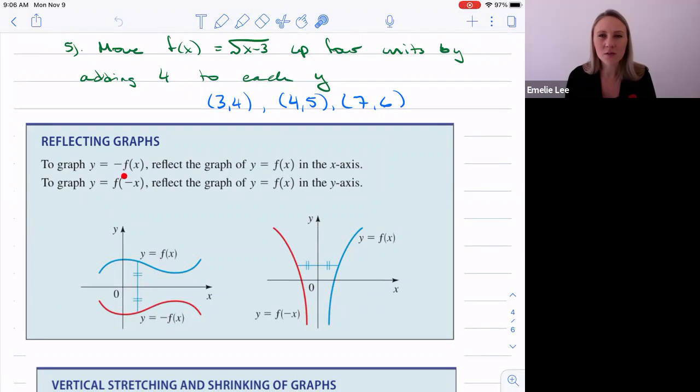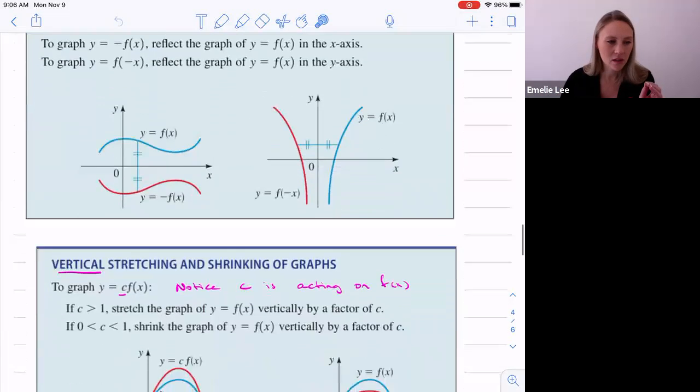We can reflect graphs. If you're taking the negative of f of x, that's essentially negative y. Remember, y is f of x. So negative f of x means that all your positive y's are going to be negative and all your negative y's are going to be positive. That's a reflection around the x-axis. Whereas if you have negative x on the inside of the function, then you're reflecting around the y-axis. All your positive x's become negative, but your y's stay the same.